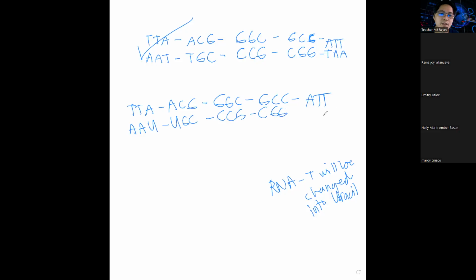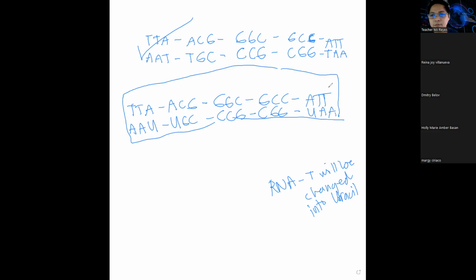Cytosine, guanine. Okay. And of course, uracil, adenine. Okay. So this is now your transcribed mRNA, okay, from the nitrogenous bases.